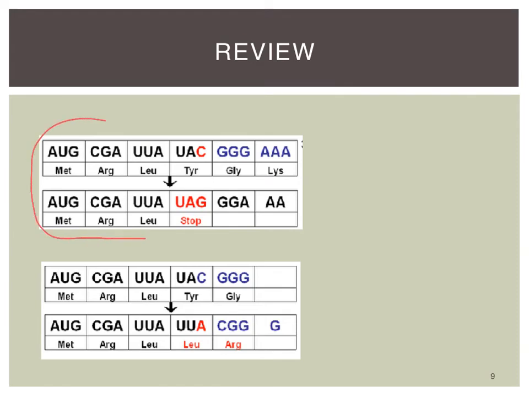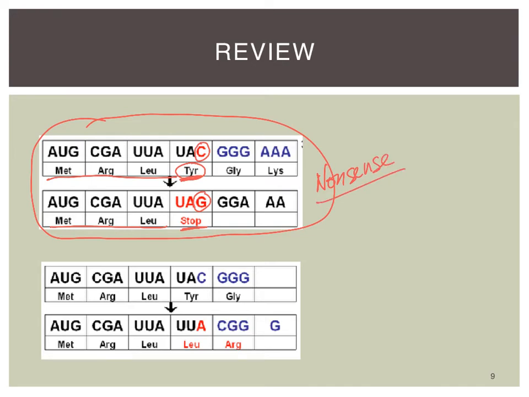Okay, so in this one, what is happening is we're getting a mutation. Remember this is the original, and this is after the mutation. Here, everything's the same, everything's the same, but rather than UAC coding for tyrosine, there is a point substitution, a point mutation, where C gets replaced with G, and rather than coding for the amino acid tyrosine, it codes for a stop codon.